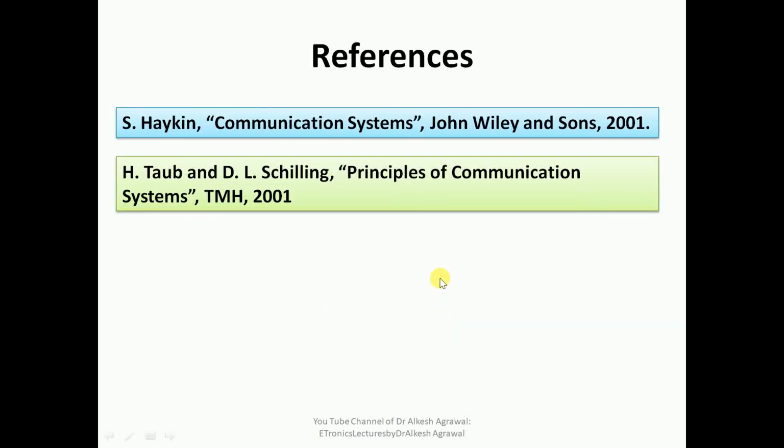These are some reference books that include Communication Systems by Simon Haykin and Principles of Communication Systems by H. Taub and D.L. Schilling.